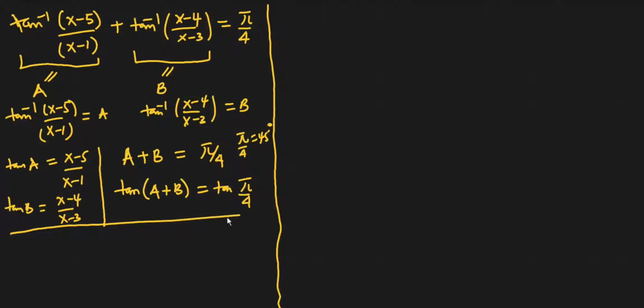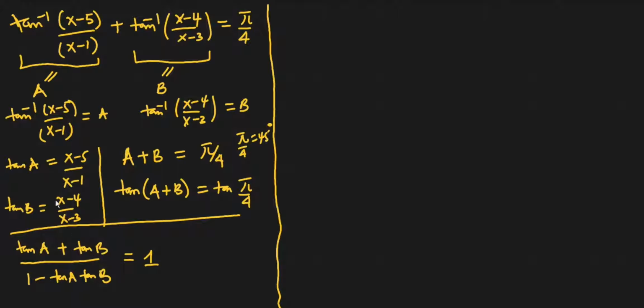So if I try now to expand the left hand side, this is going to be equal to tan of A plus tan of B divided by 1 minus tan of A tan of B. Again, I'm using the tan formula for compound angles, and this is equal to tan of pi over 4. Tan of 45 is just equal to 1, so basically this is going to be equated to 1.